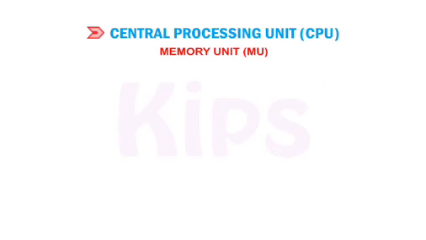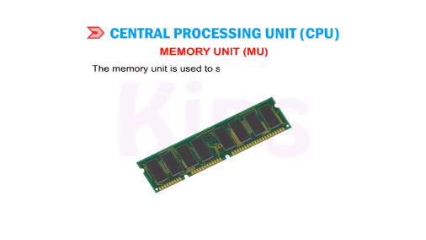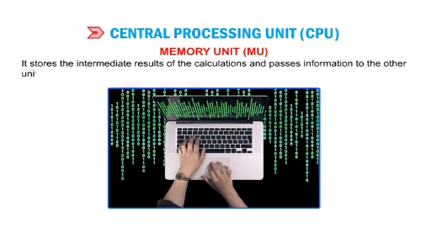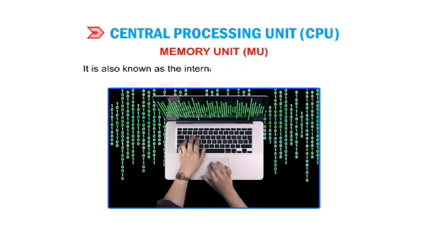Memory unit, MU. The memory unit is used to store data and instructions. It stores the intermediate results of the calculations and passes information to the other units of the computer when needed. It is also known as the internal memory or primary memory.